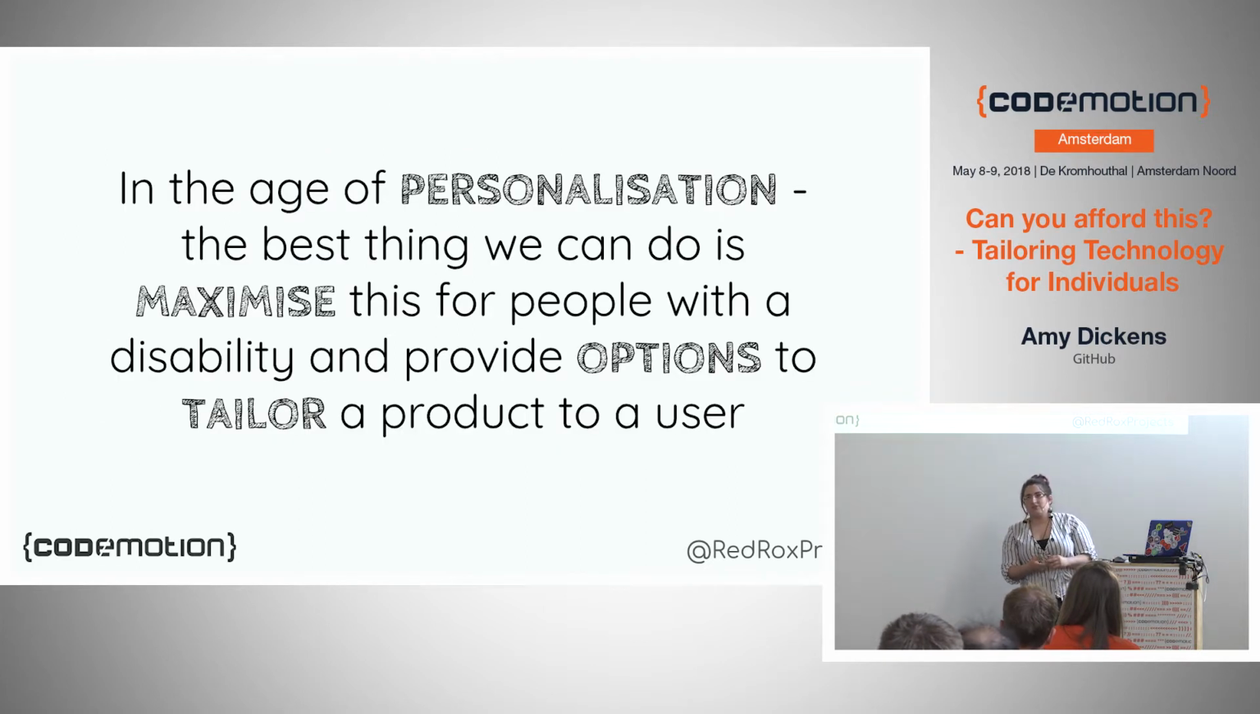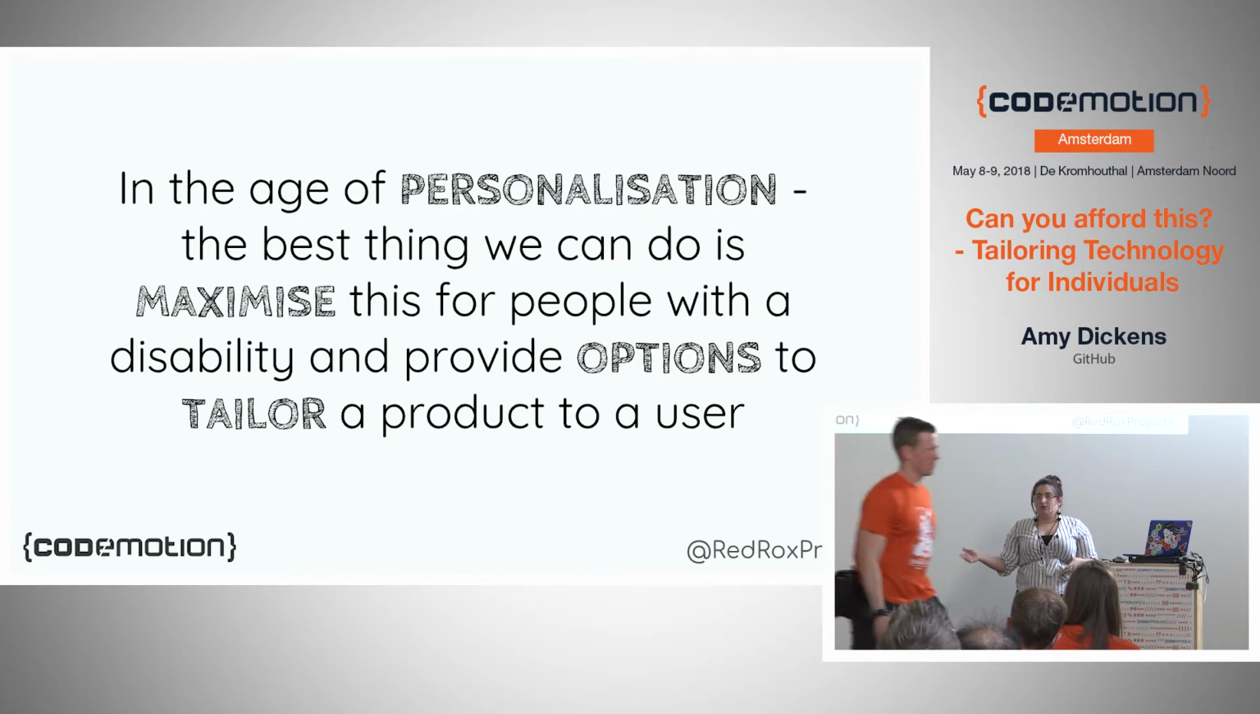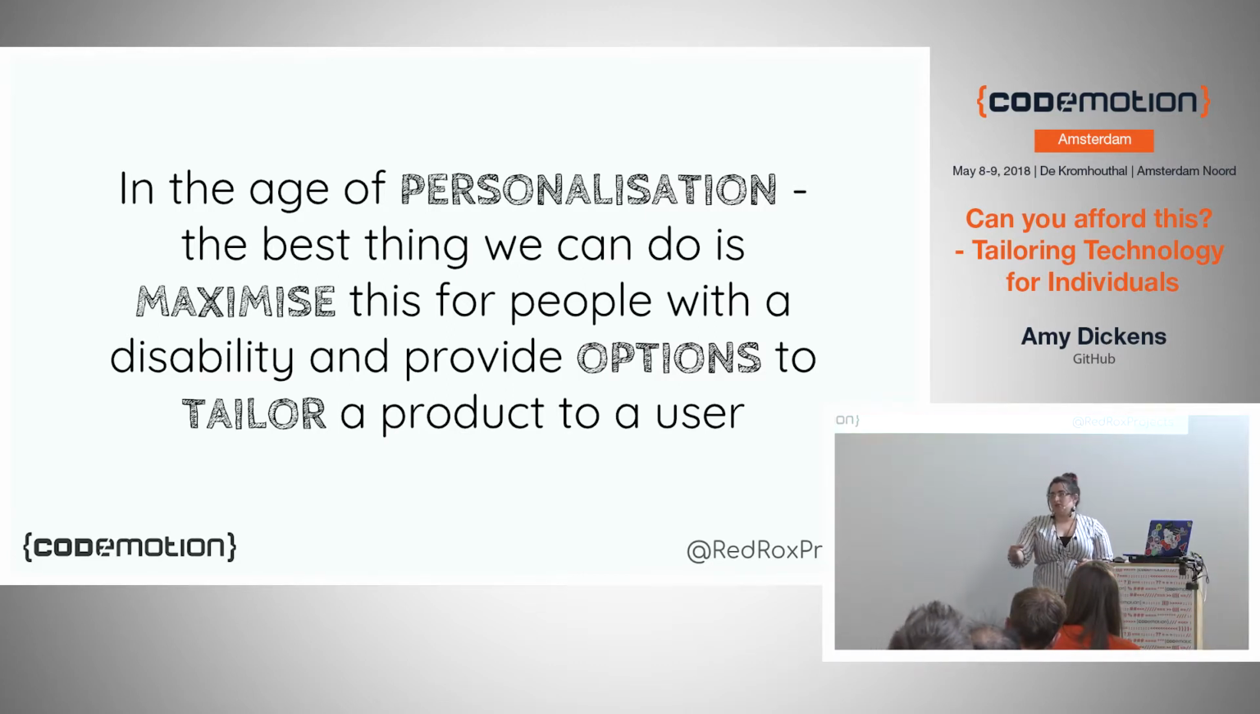In essence, when we're thinking about user experience and people with disabilities, we are now in an age of personalization. So the best thing that we can do for users is maximize this and give them as many options as possible to tailor a product to their needs. A simple change in your UI, by having a color change option or a color change button on your website for people with sight issues, is a huge step towards making it more accessible for people. But it seems like such a small thing that you can do within your website.